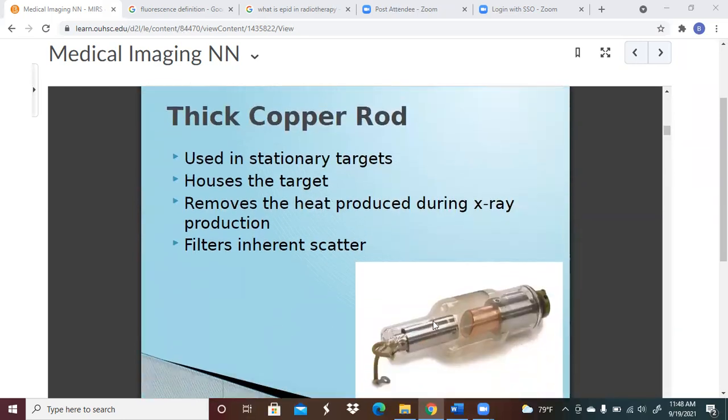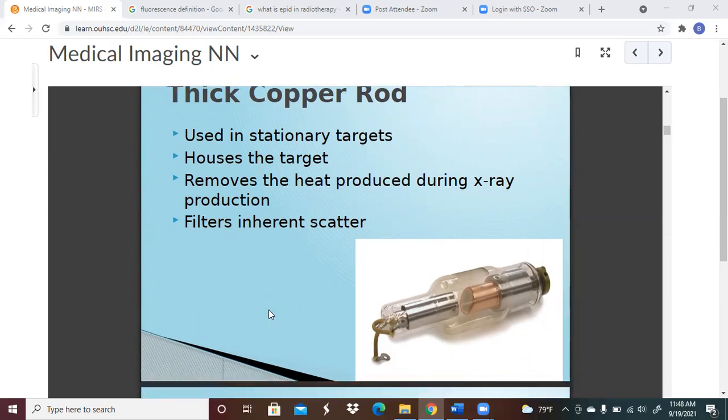So thick copper rod, almost looks like a lipstick tube in a sense. It's used in stationary targets. It houses the target, removes the heat, because there's a lot of heat production with this, and it filters the inherent scatter. In other words, you're going to have scatter with rays going all over the place, and so it helps to filter a lot of that.